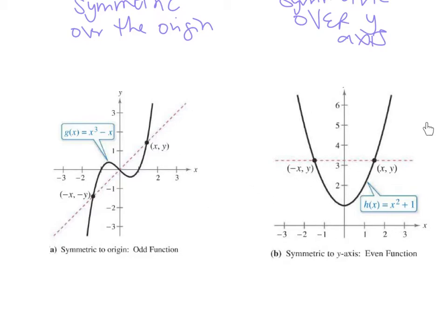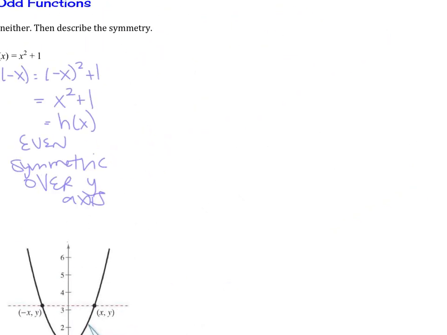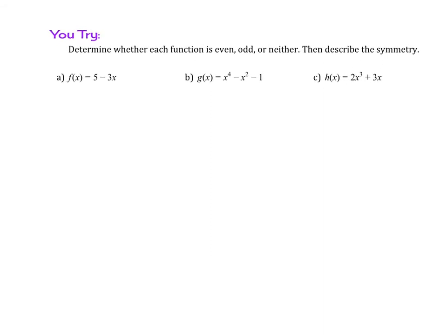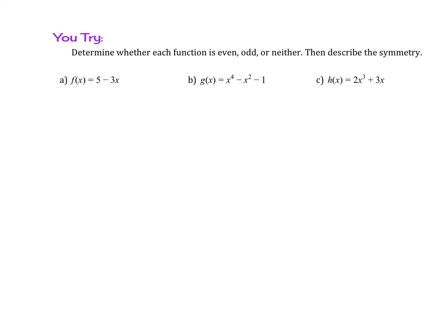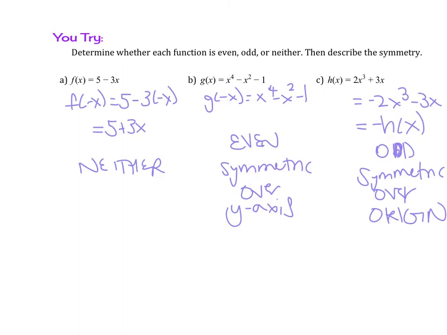So if you'd like to get more practice, you can go ahead and try these next three, and you can pause the video and I'll have the answers when you come back. So if you try this out, you get 5 minus 3x, you plug in a negative for the x, it is neither even nor odd.